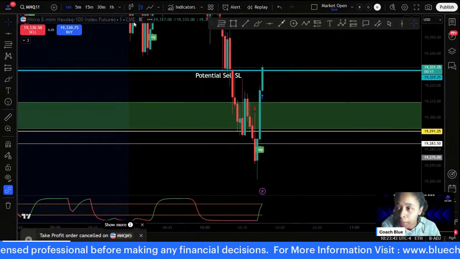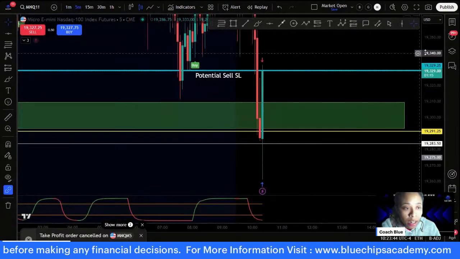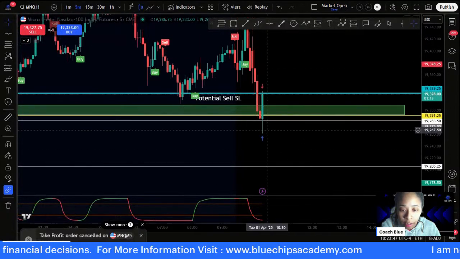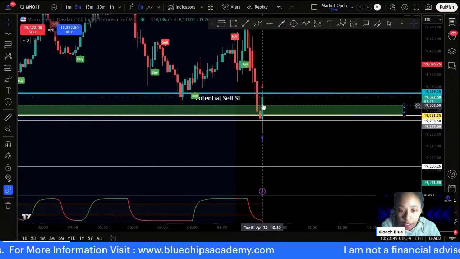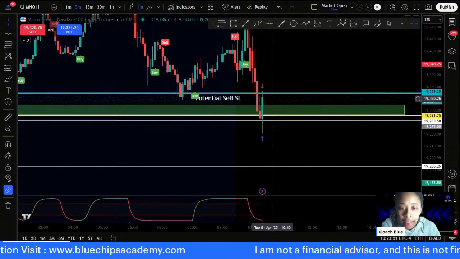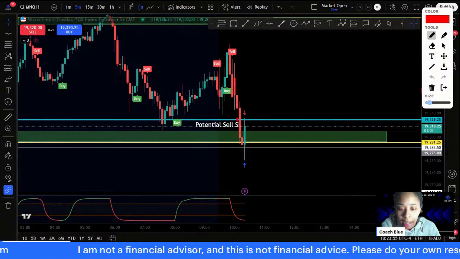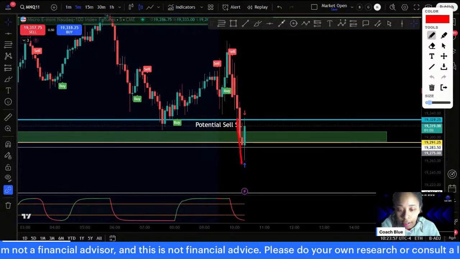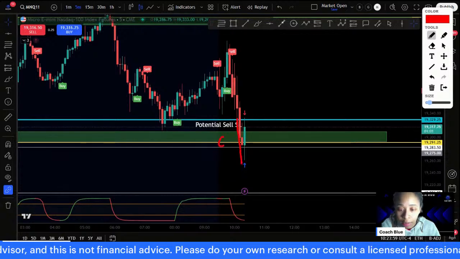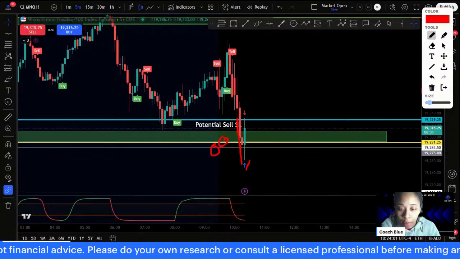Now I'm on the 5-minute, looking for a potential buy. When I see a buy alert come in, that's when I'm going to enter, because price came all the way out here, broke past these two levels, but then came right back in.